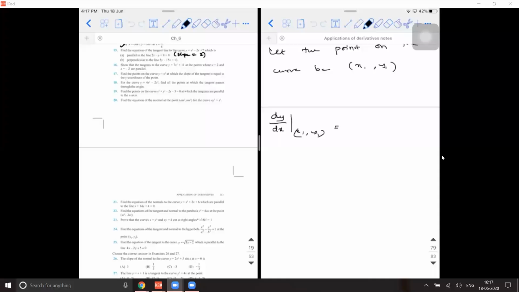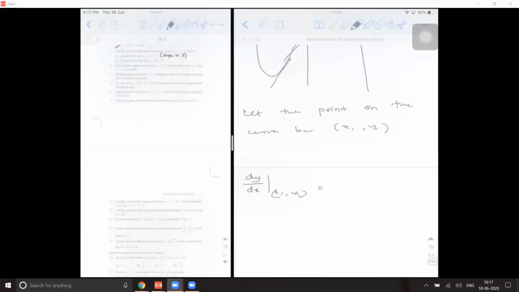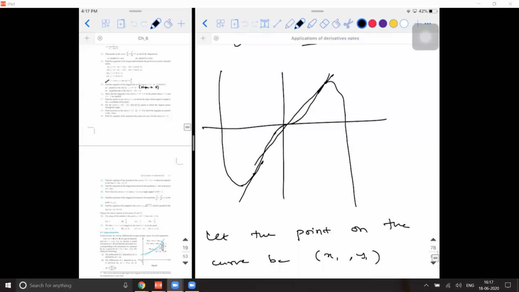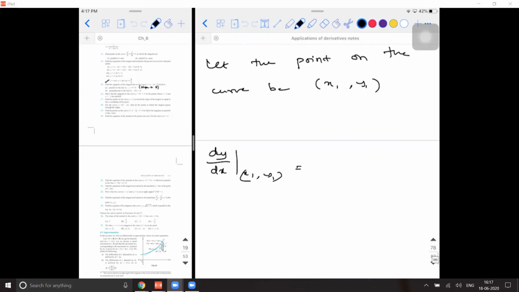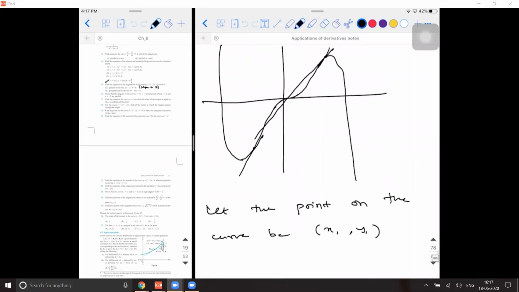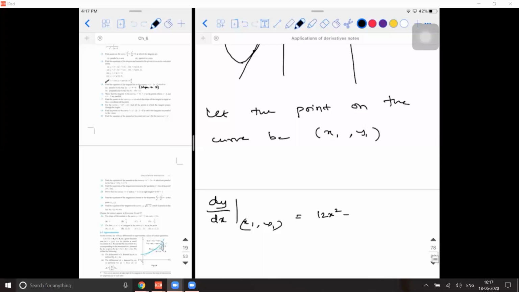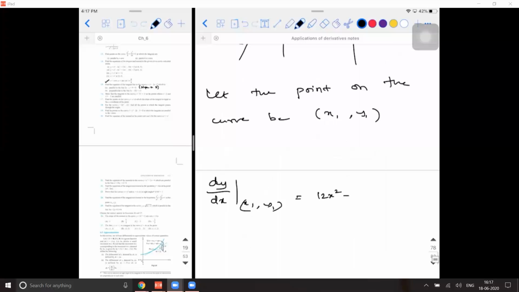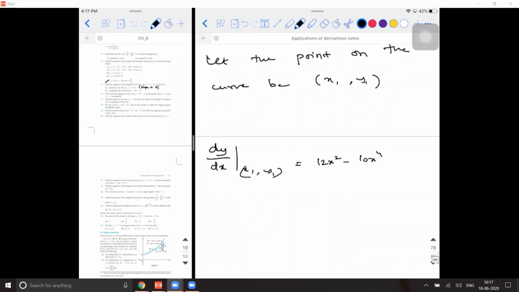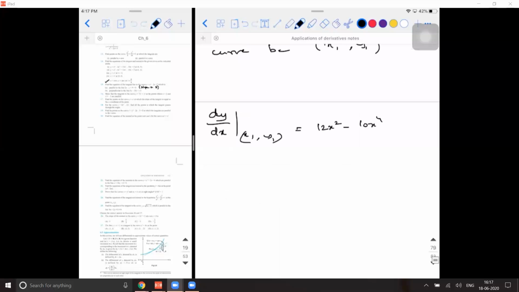Yeah. So we are doing the 18th one, right? Let the point be x1 comma y1, and we need dy by dx at x1 comma y1. So what is dy by dx? It is 12x square minus 10x power 4, right? So dy by dx at x1 comma y1 will be 12x1 square minus 10x1 power 4. Let this be equation number 1.